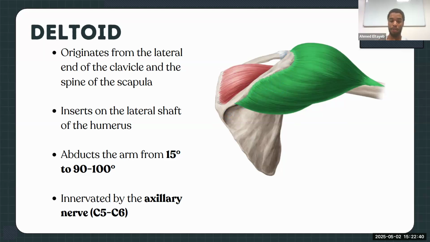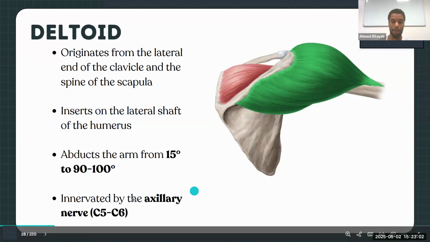So when the muscle fibers contract, they will bring the arm up. So the action of the deltoid is abduction of the arm from 15 degrees to 90 to around 100 degrees. So it doesn't start abduction, it continues abduction from 15 degrees to 90 to 100 degrees. And what nerve innervates the deltoid is the axillary nerve. And you need to know the roots of the axillary nerve, which is C5, C6.